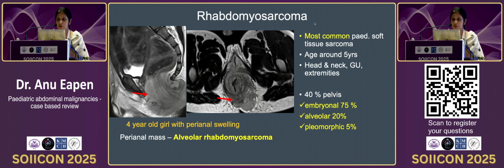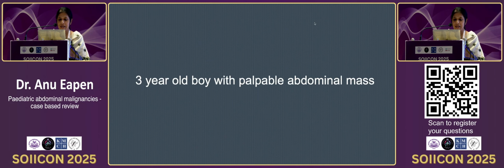So a word about rhabdomyosarcomas. These are the most common pediatric soft tissue sarcomas, occurring usually around 5 years. The common sites are head and neck, GU and extremities. 40% in the pelvis. More common is the embryonal type, which is about 75%. Alveolar is about 20% and pleomorphic is about 5%.